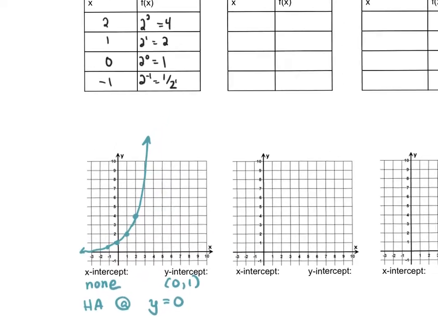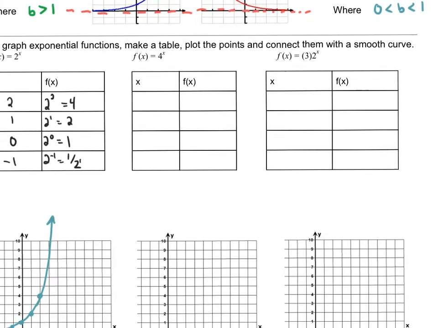Let's go ahead and look at the next one. Pretty similar, it's just 4 to the x. This base is also greater than 1, so we would assume that it would also grow. So if I put the same values in, I get 4 to the second, which is 16, so a lot bigger. 4 to the first is 4. 4 to the 0 is 1.